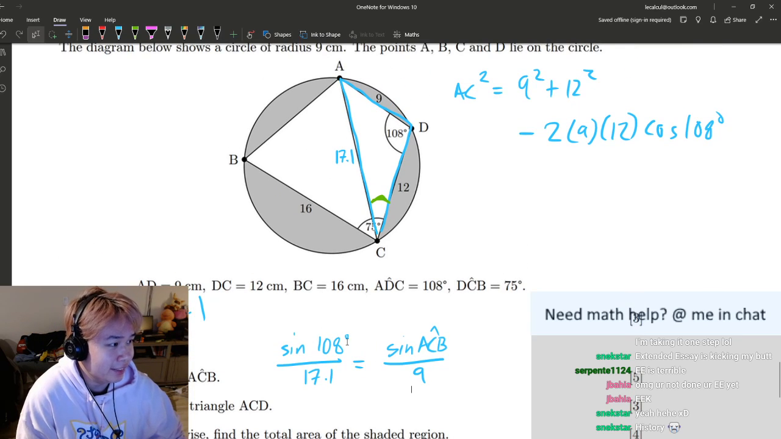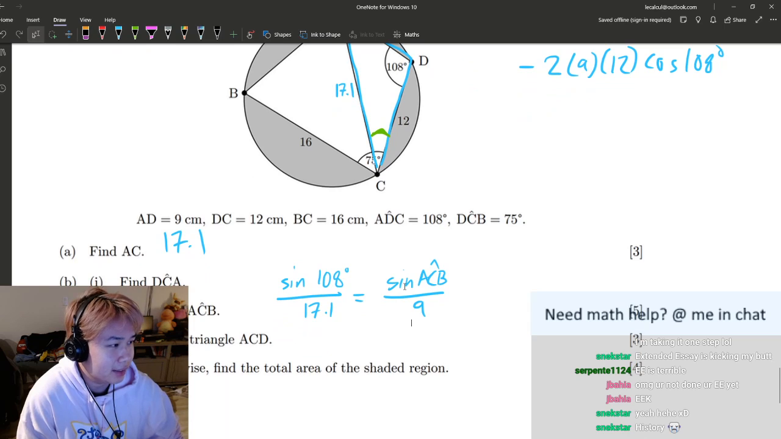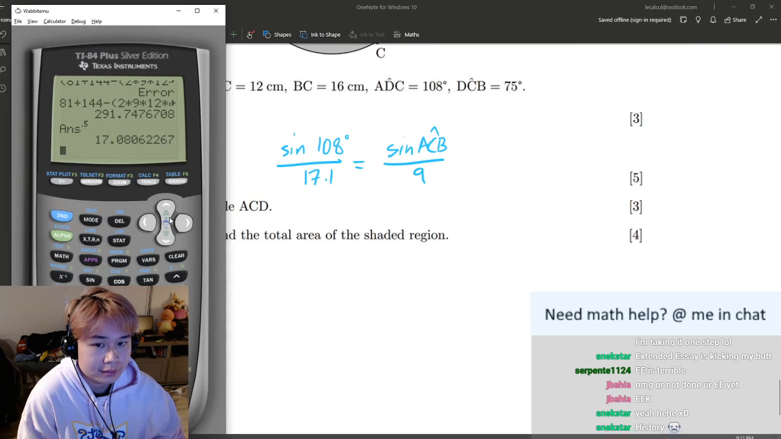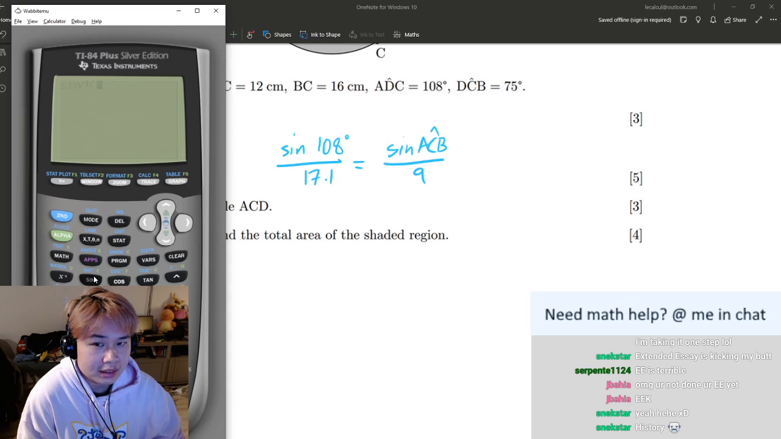Okay, so we set up sine law, and then we can just solve for the angle ACB through here. So I'm gonna inverse sine 9 times all of this stuff. So 30 degrees.